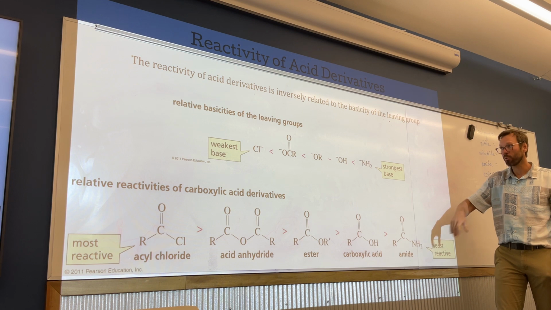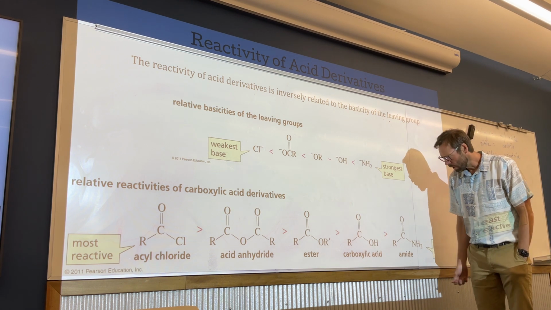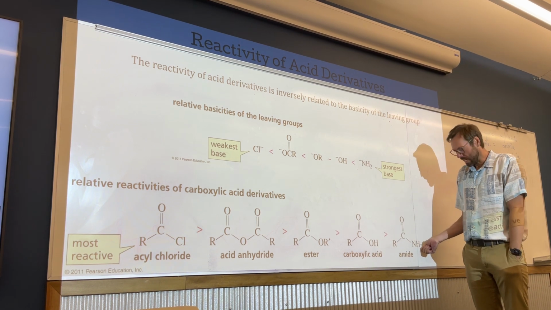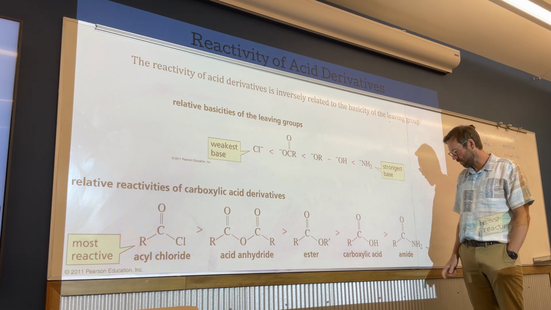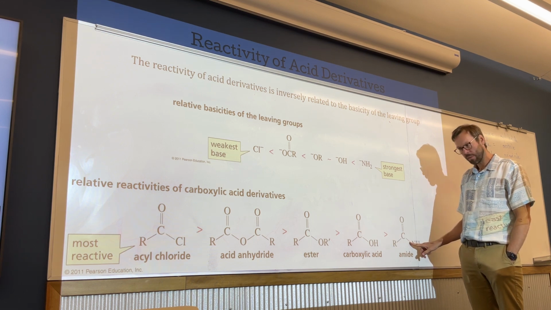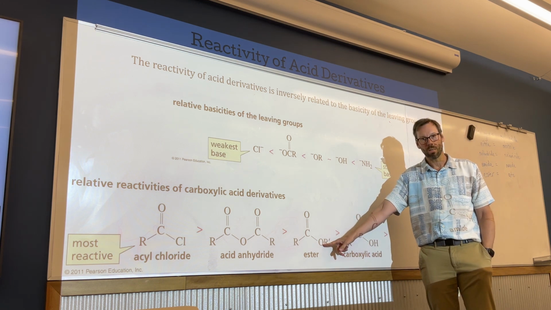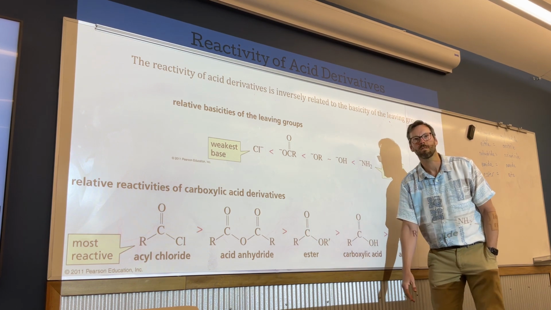And so we can rank it, we can predict. We can say, okay, if I have a carboxylic acid and I want to make an amide derivative at equilibrium, which side of the arrow is going to be favored? It's going to be this one. If I'm using this and I'm going to an ester at equilibrium, what's going to be favored? It's going to be this one, and so on.